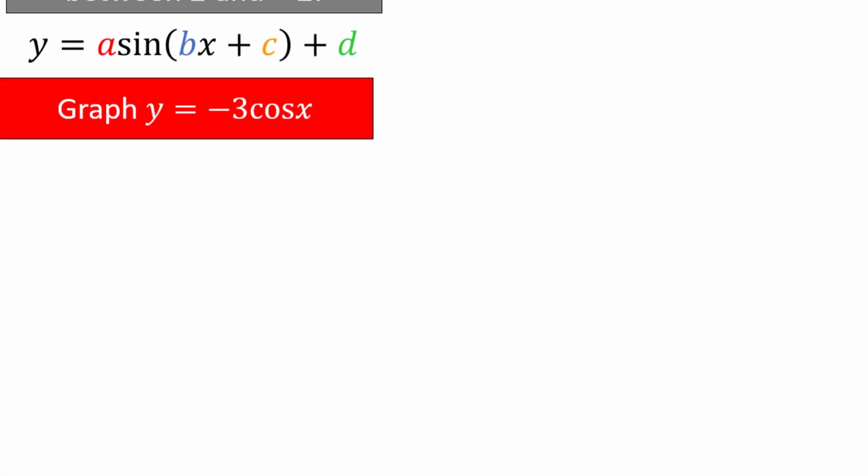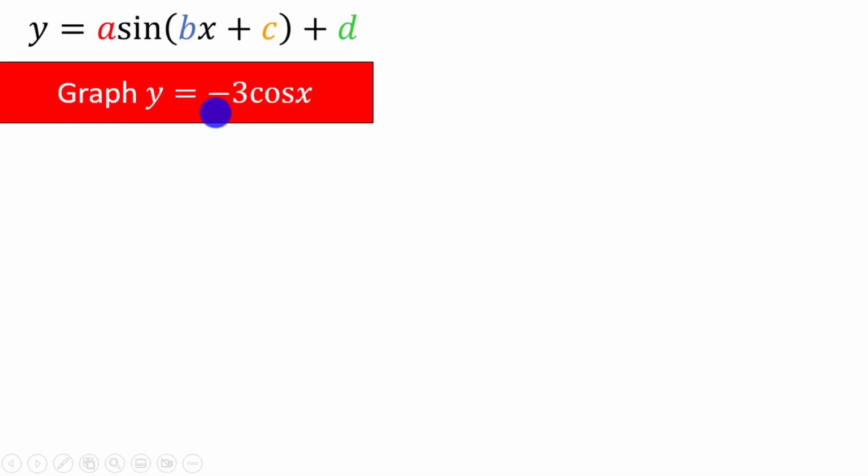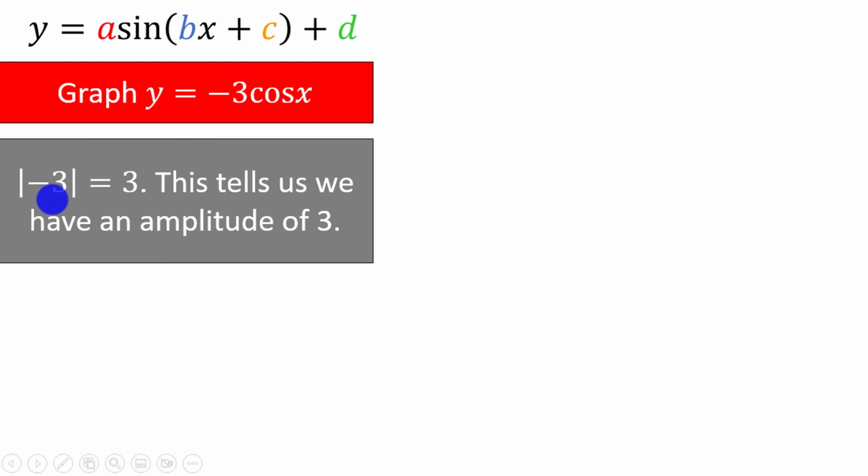Let's try another problem. We are asked to graph y equals -3 times the cosine of x. Again, we have a coefficient multiplying our entire function, or a value for a. The absolute value of that coefficient is what we call the amplitude, so in this case, the absolute value of -3 is +3. This tells us that we have an amplitude of +3, meaning the function will oscillate between +3 and -3.